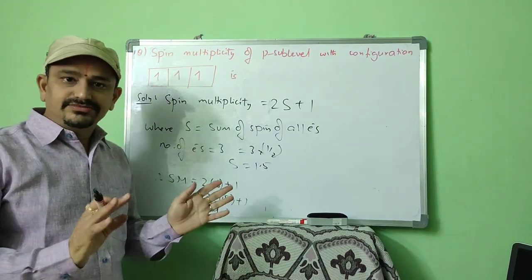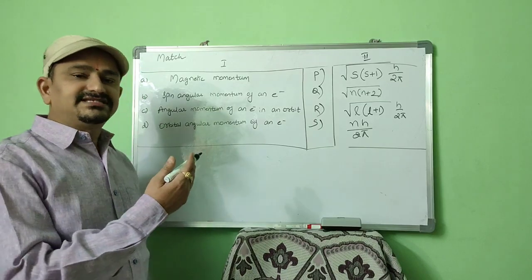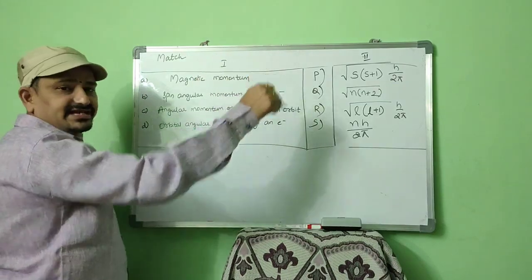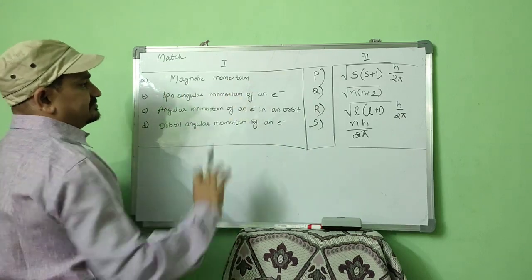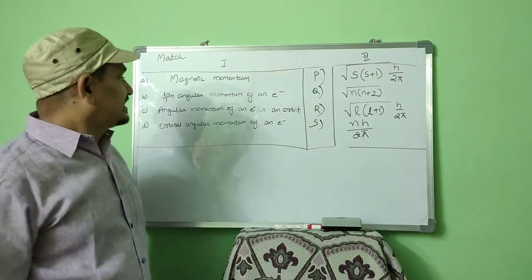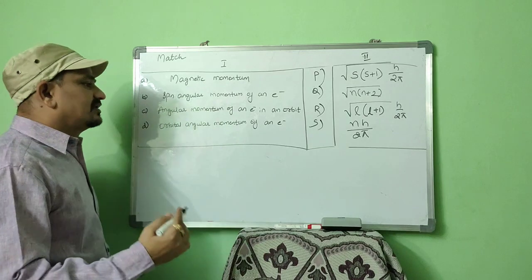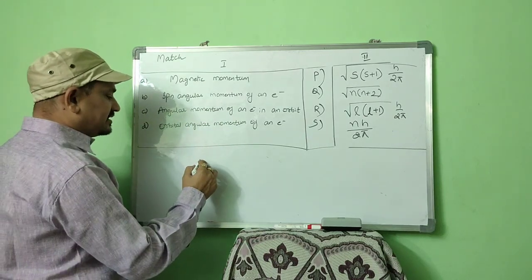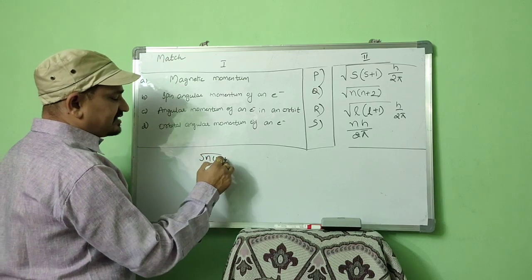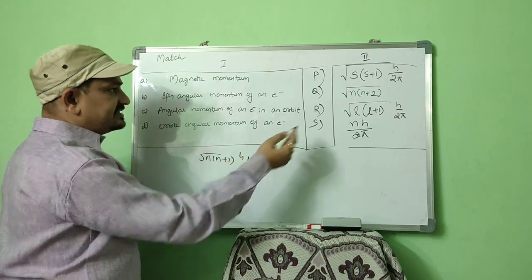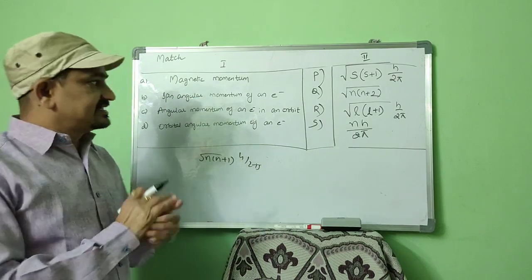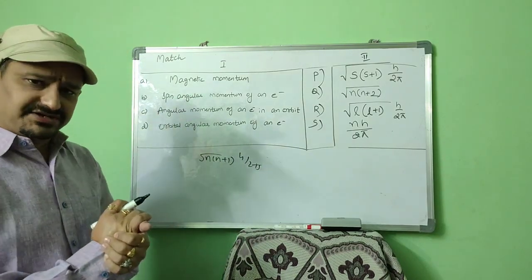Understood? So this is another model, matrix matching or match the following. Match the first column with the second column. Magnetic moment. Usually, what's the formula we use? Magnetic moment, sir, I learned a formula root n into n plus 1 into h by 2 pi. But there is no such formula here. How to answer? This is the immediate question a student will get, right?